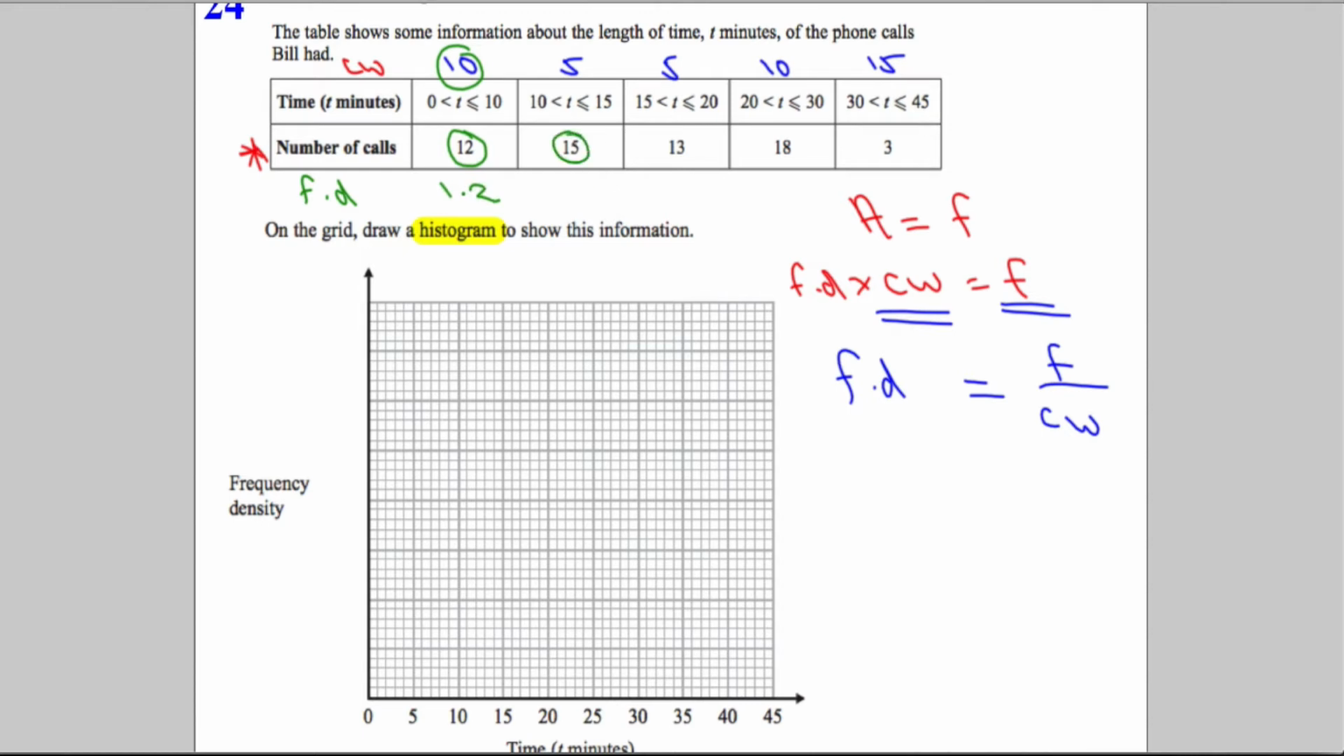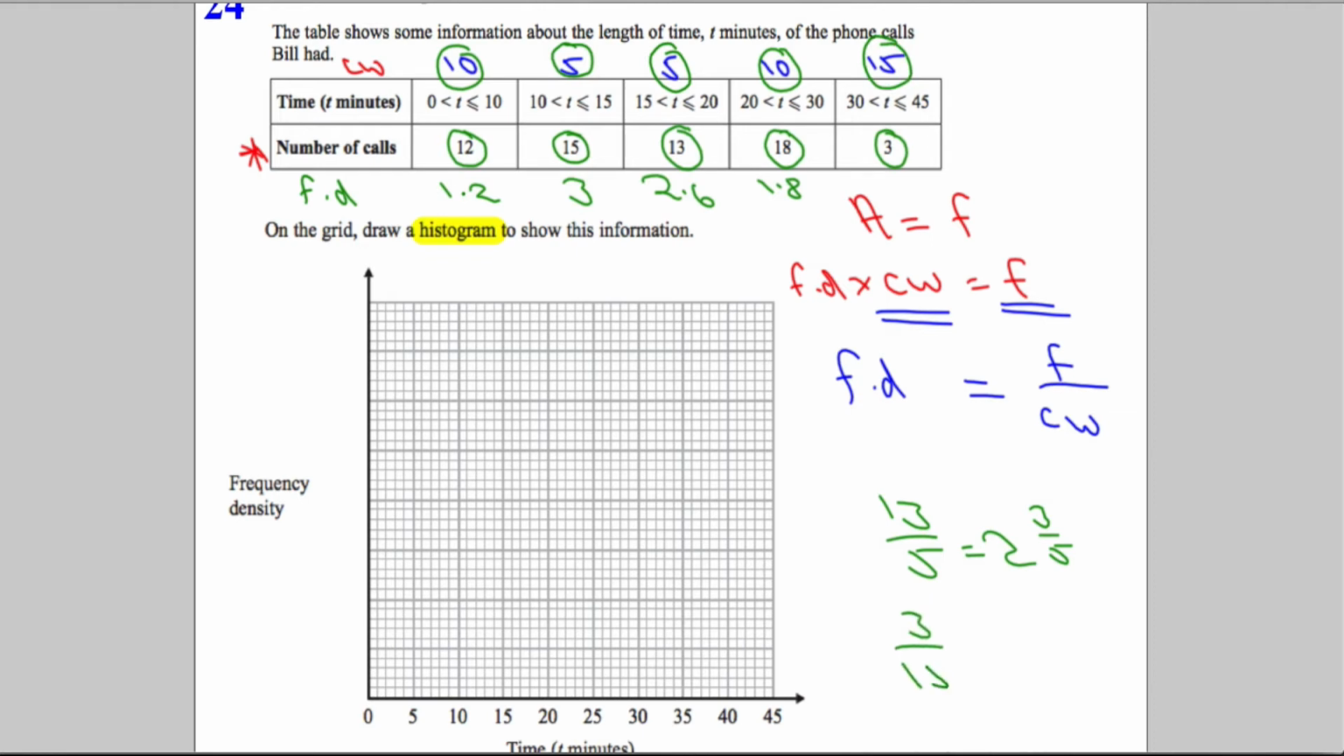Then we're going to do 15 divided by 5 to get 3. We're going to do 13 divided by 5. If you're a little bit unsure how to do that, 13 over 5 goes in twice with a remainder 3. So we've got 3/5. 3/5 is 0.6. So it's going to be 2.6. We're going to do 18 divided by 10 to get 1.8. And we're going to do 3 divided by 15, which looks something like 3 over 15. Let's see if we can simplify that. That would be the same as 1 over 5, which is the same as 0.2.